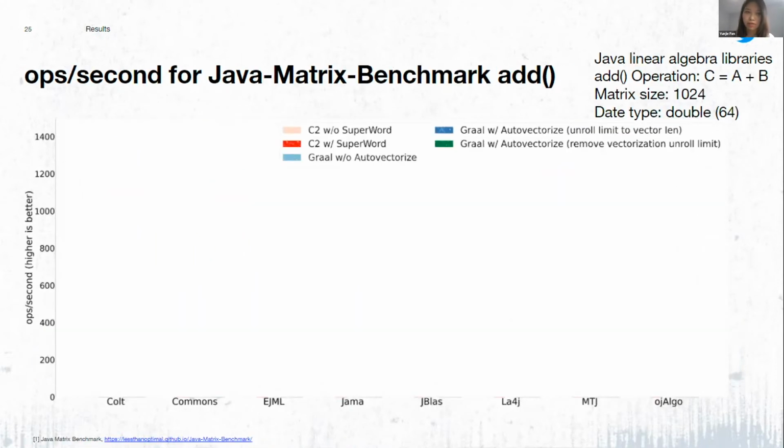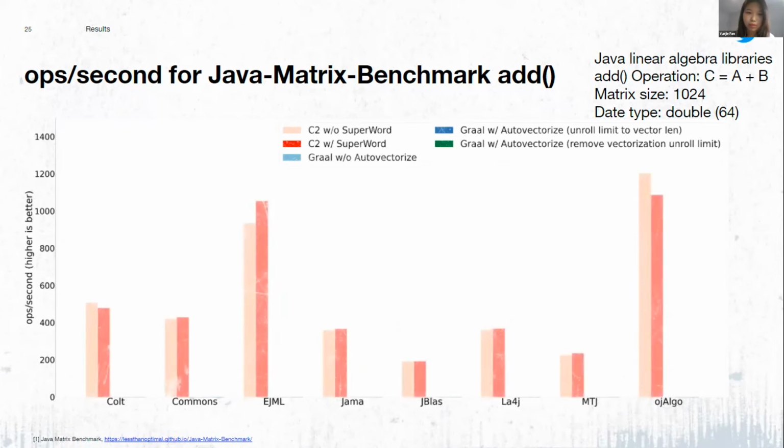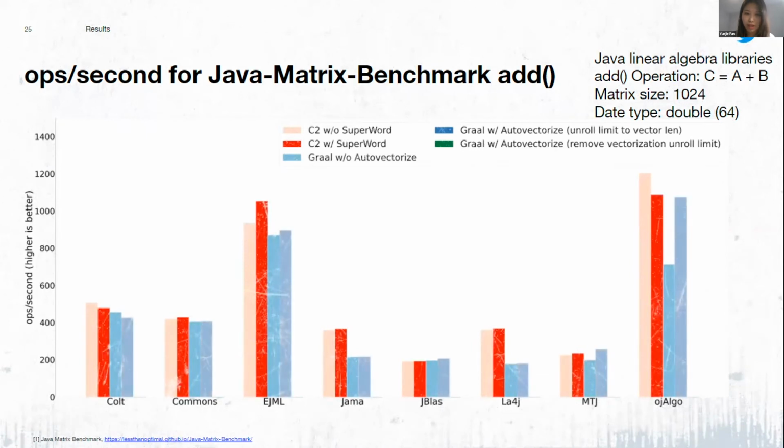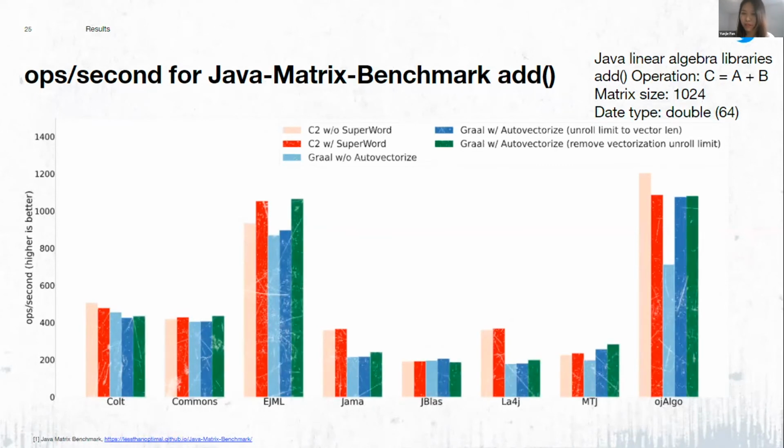Next, this is the result of the ops per second for a Java matrix benchmark, which is the add operation that adds two matrices and stores the results into a new matrix. The x-axis here shows the Java linear algebra libraries from COBS to EJML. The y-axis is the ops per second, the higher the better. Still, the pink one is C2 without superword, the red one is C2 with superword, then Graal without auto-vectorize and Graal with auto-vectorize. But we have different unroll factors here.